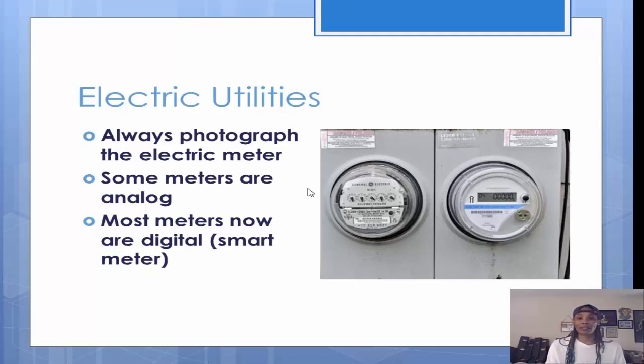Again, some meters are analog. As you see, the meter to the left is an analog meter, and the meter to the right is a digital meter. The digital meters are mostly what we use today, and they're also called smart meters. You'll run across some of the analog meters, but there's not a lot in service. However, you will run across those. So you want to make sure you go ahead and get a picture of your electric meters when you're at a property.